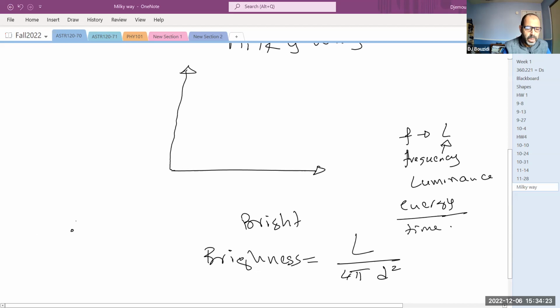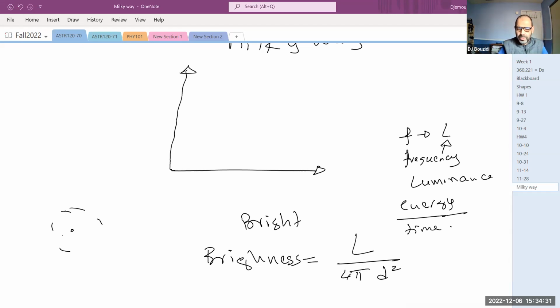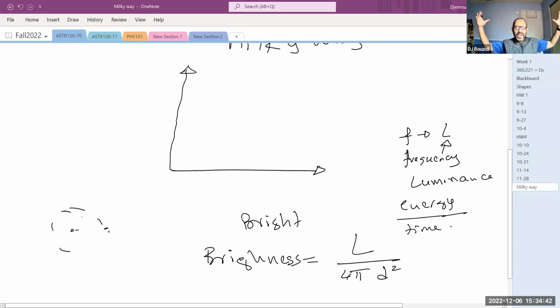So if the star was here and it's going to emit in the entire space, which means its luminosity will expand through a sphere, the area of the sphere is 4 pi times the distance from where I am looking at it. So if I'm here looking at it, it's going to spread through the entire area. If this is far away, it's going to spread through a bigger sphere than if it's nearby.